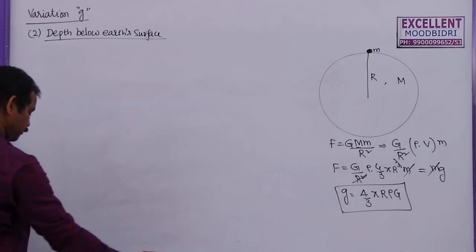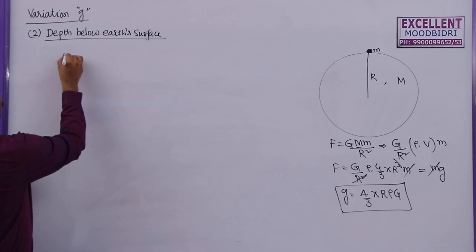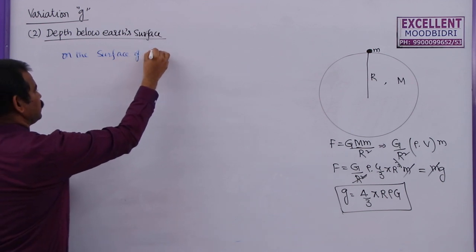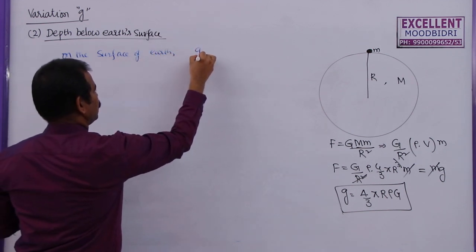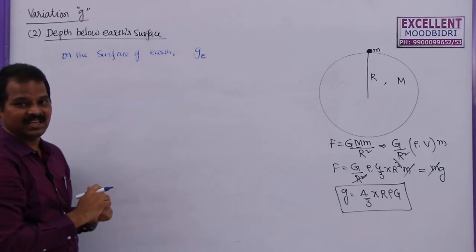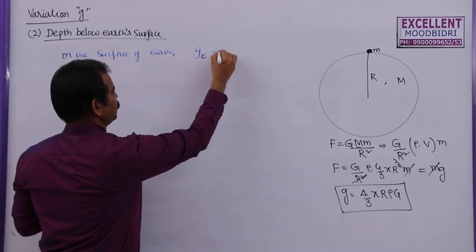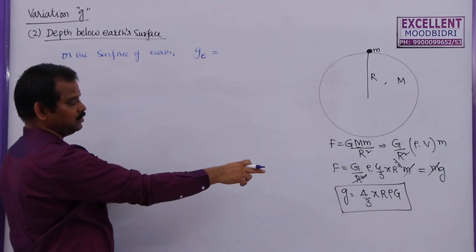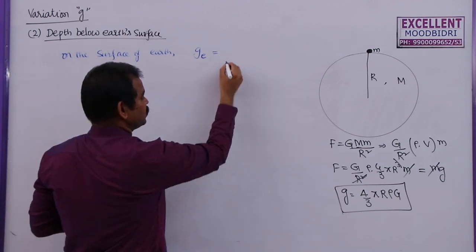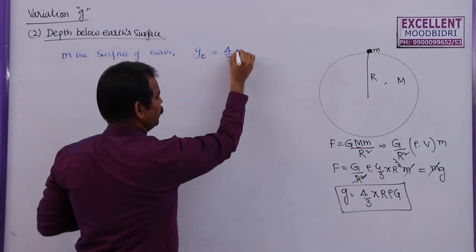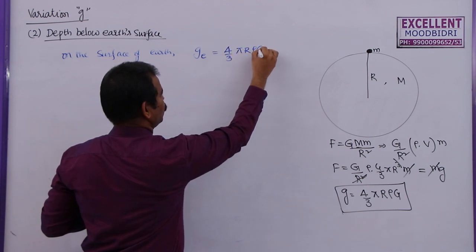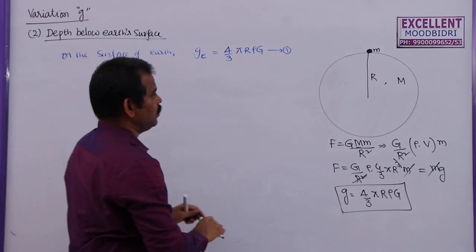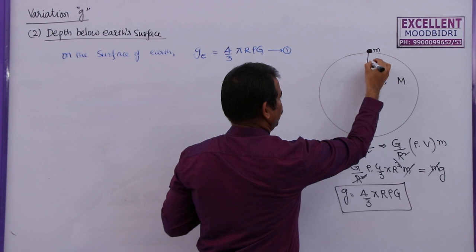Here on the surface of earth, small g on the surface of earth, I am writing g_E, which is given by this formula. Actually this is nothing but small g, so capital G M by r square. I am just changing that m into density into volume. So this will become 4 by 3 pi r rho G. This is equation 1.